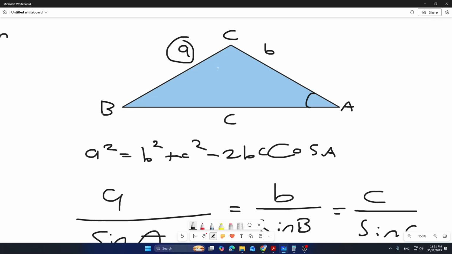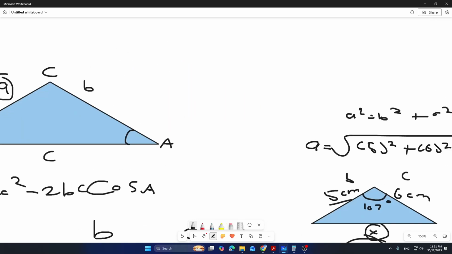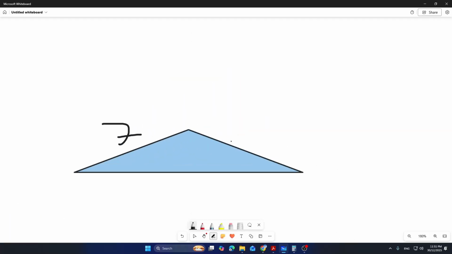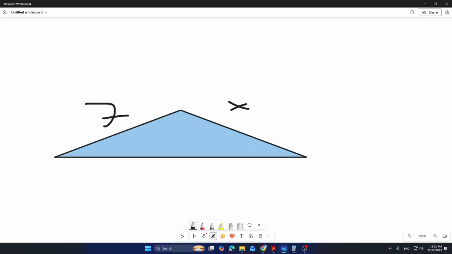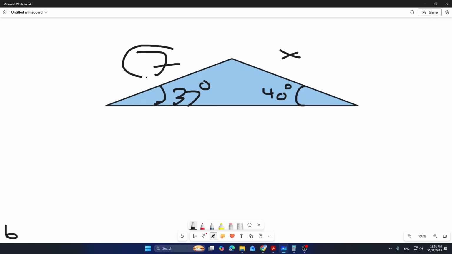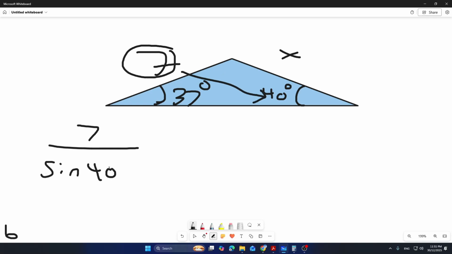Let's say I have a triangle, where this side is 7 centimeters, this side is x, and this angle is 40 degrees. This side, we know the angle, which is, let's say, 37 degrees. But we don't know the side. We want to find side x. But now we can use the sine rule. So we know that a, which is 7, over its opposite angle, which is sine 40, equals b, which is x, over sine 37.